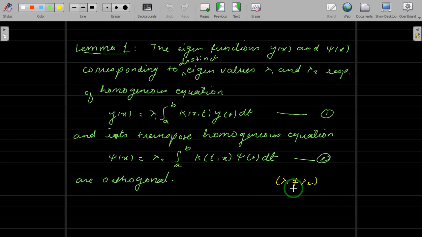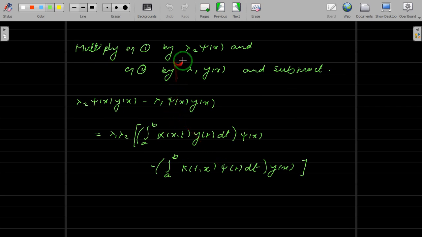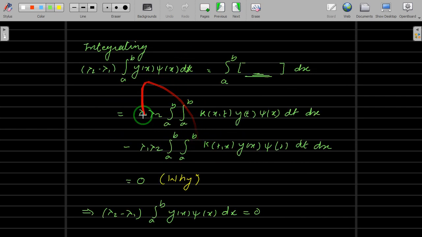Okay, this lemma. The eigenfunctions y(x) and ψ(x) corresponding to distinct eigenvalues λ1 and λ2 of homogeneous equations. We have seen equation 1 and equation 2, the integral equation and its transpose equation, and then we proved that those are orthogonal. Orthogonal means the inner product of two functions is 0, and in this case the inner product is defined to be the integral of y(x) times ψ(x), and we have to show that this equals 0. We proceeded with some manipulations and we got this.